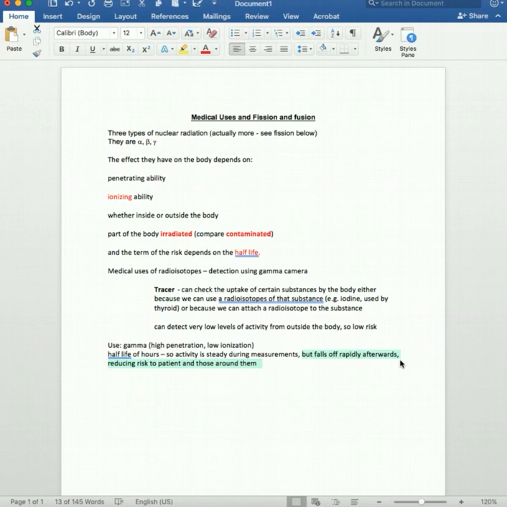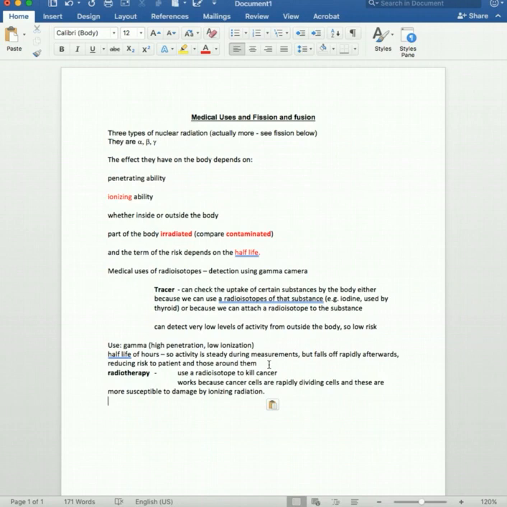So one of the purposes that we use radioisotopes for in medicine is as a medical tracer. One of the other purposes is for radiotherapy. Radiotherapy, as you probably know, is where you are killing cancer using ionizing radiation. Now, you might think, well, ionizing radiation causes cancer, right? So how can you use it to kill cancer?